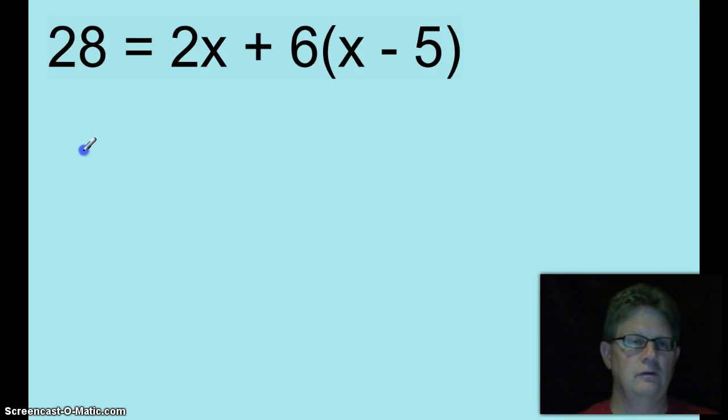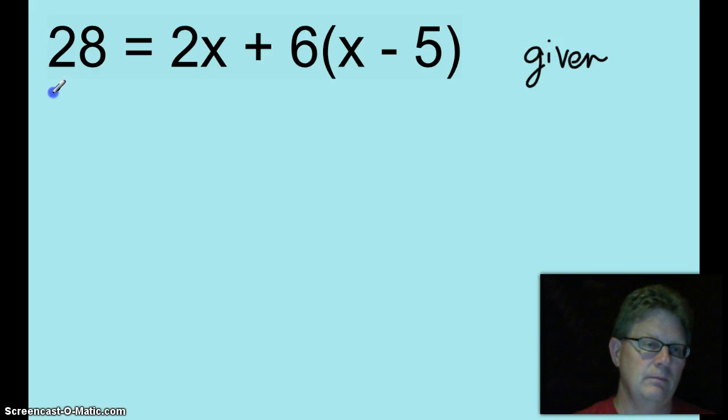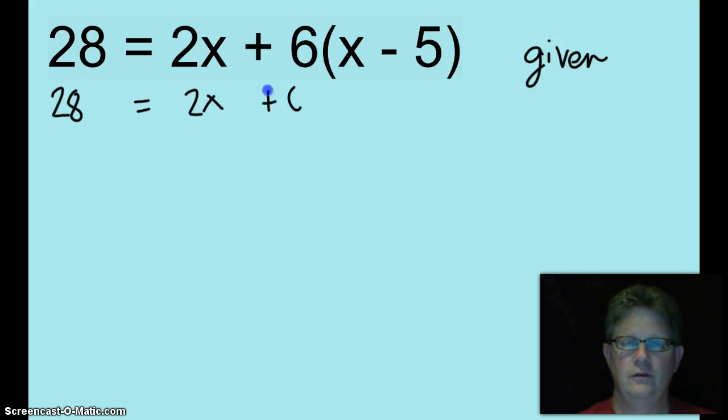28 equals 2x plus 6 times the expression x minus 5. Why is that true, you ask? No, I'm asking, not you. Because it's given. It's given that that's true. Okay, go ahead and distribute that 6. 2x plus 6x minus 30. What allows us to do that? The distributive property.